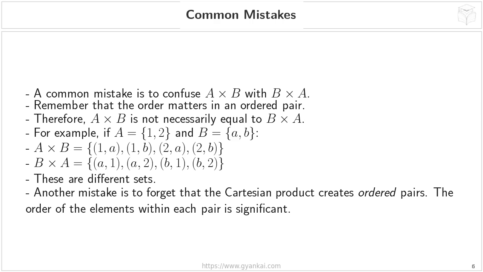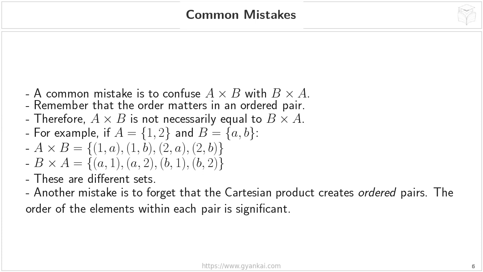Finally, and this is really important, don't forget that the Cartesian product creates ordered pairs. This means that the order of the elements within each pair is significant. The pair 1A is not the same as the pair A1. It's a subtle point, but a very important one to remember when working with Cartesian products.